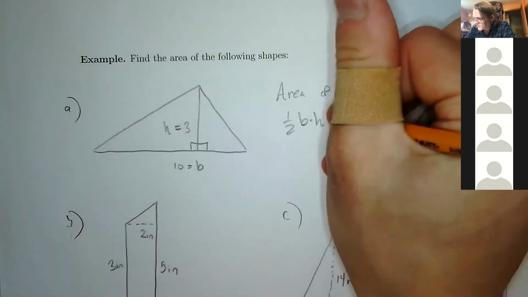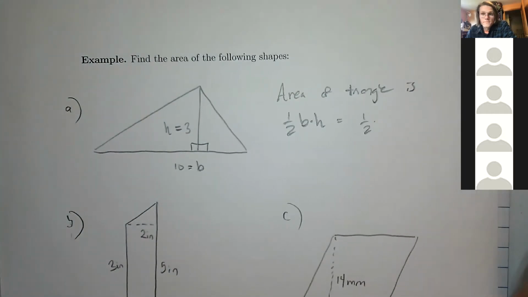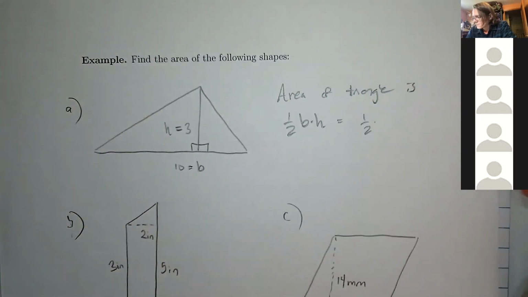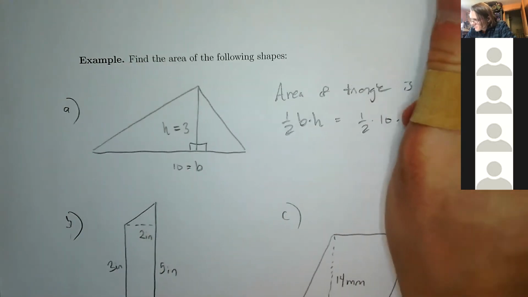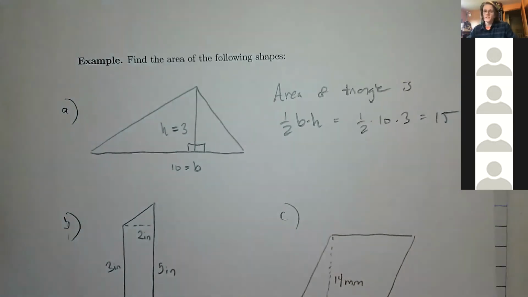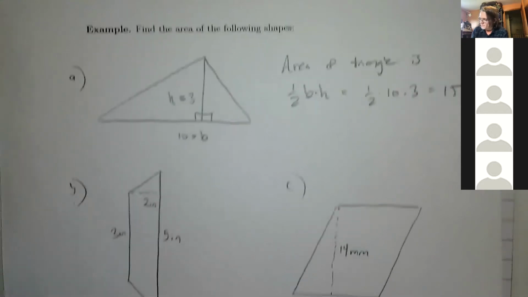So it's just going to be 1/2. The area is 15. There you go. Yep. Because it's 1/2, 10 times 3. So it's just 15. Right? 30 times 1/2 is 15. And again, no units are given, so don't worry about it. All right. So that is a triangle.